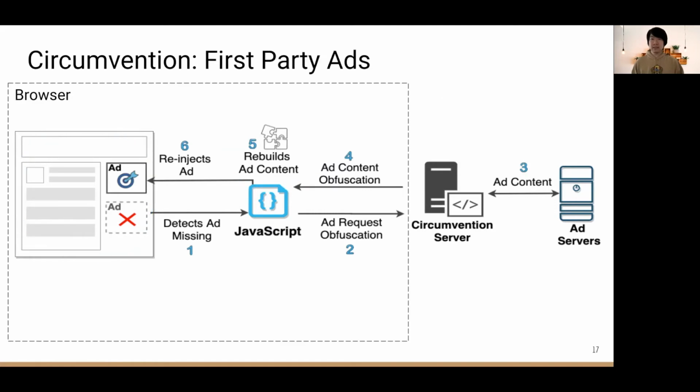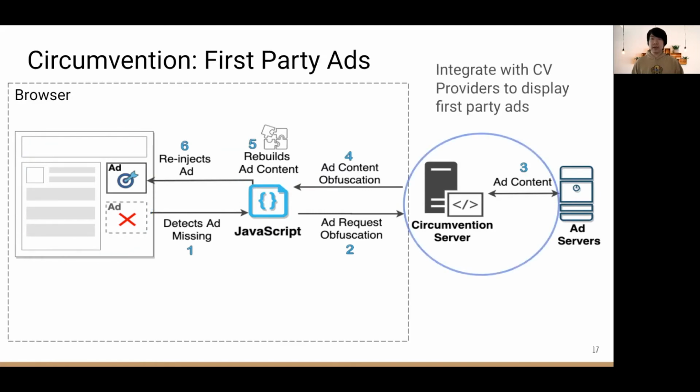A third technique is for publishers to integrate directly with CV providers so that they can display third-party ads as first-party ads. Now, this makes it difficult for ad blockers in general because commonly they focus on only third-party ads. As we can see, these techniques are designed to make it difficult for filter rules to target. This motivates our work on CV Inspector to help detect when the site can circumvent the ad blocker automatically.